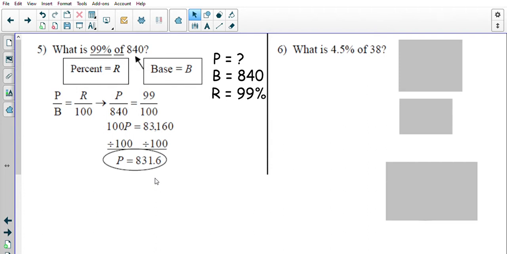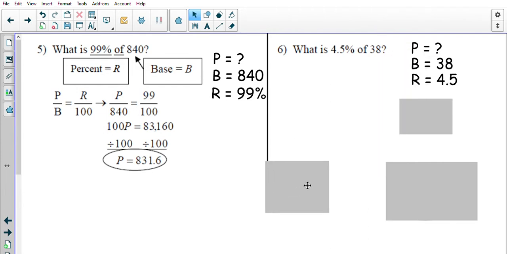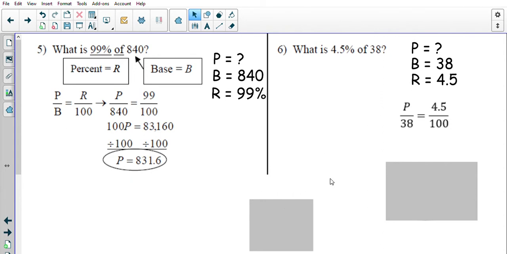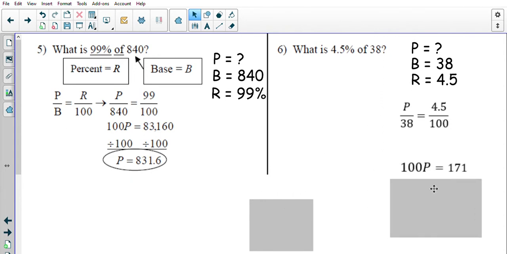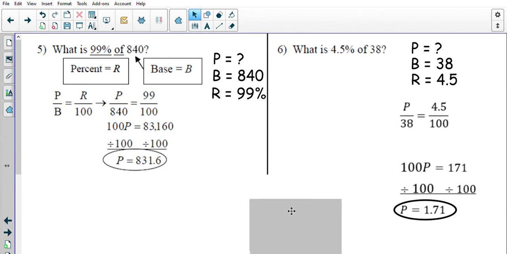Number 6, what is 4.5% of 38? 38 is my base. 4.5 is R, and then my part is my unknown. So for P over B, we're going to have P over 38 equals 4.5 out of 100. Let's cross multiply. 100 times P is 100P. 38 times 4.5 is 171. Divide both sides by 100 to get P equals, or my part equals, 1.71.